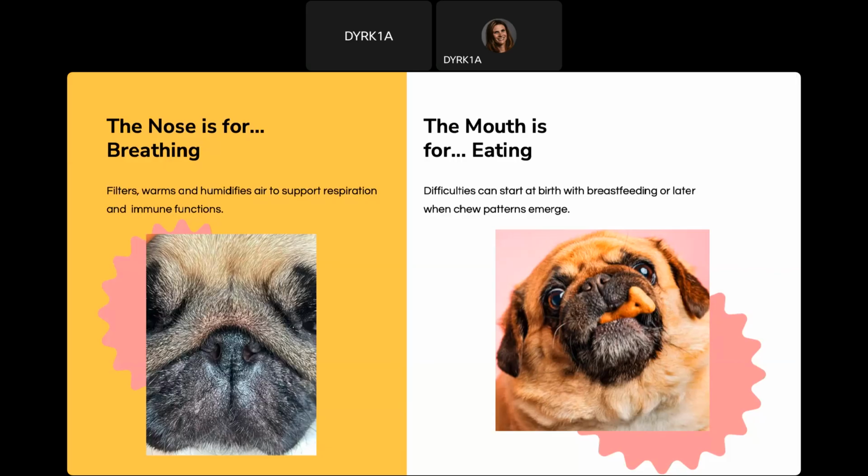For the mouth, this one is really fascinating. They know from ultrasounds that infants or fetuses begin to suck their thumb still in the womb, which is really crazy. So they have this reflex to bring the hand to the mouth, and they practice this sucking pattern in the womb. So you might see a fetus sucking their thumb or sucking their toes and preparing for breastfeeding.